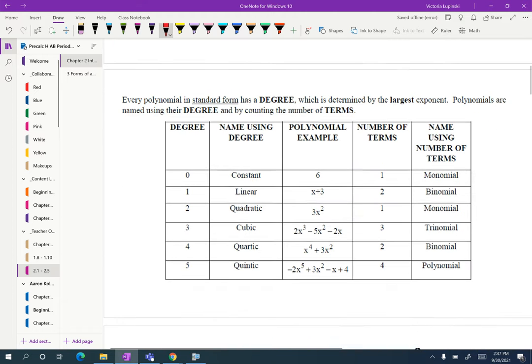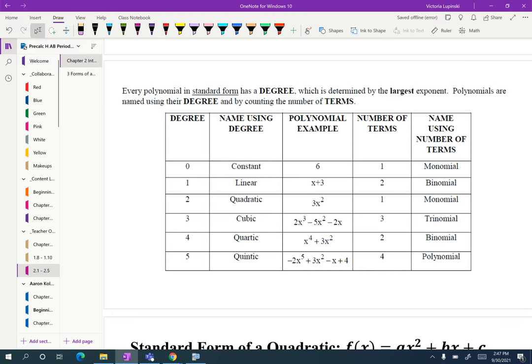Let's go ahead and start by just making sure we understand what it means to be a polynomial and what it means to be a polynomial in standard form. So standard form means anything that could be multiplied is, and you're going to have to be able to find both the degree and the number of terms. So I would expect you to know degrees from 0 to 5. If you're going to name your polynomial using the degree, 0 is constant, then linear, quadratic, cubic, quartic, and quintic.